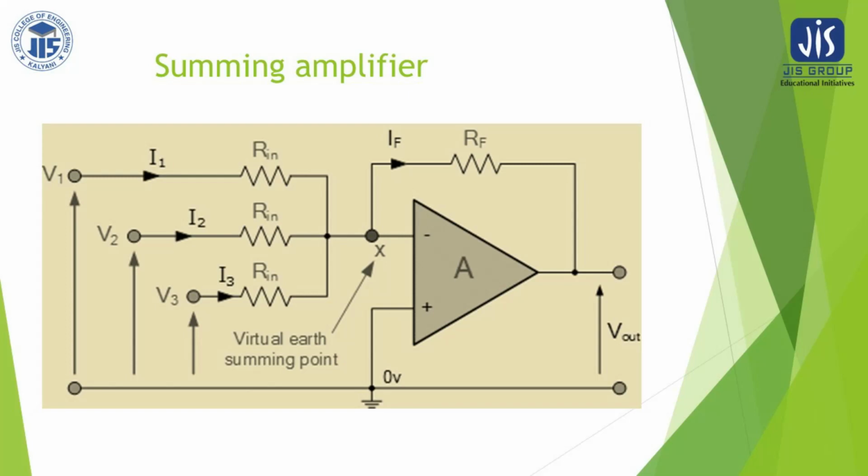So therefore what we can write here, V0 by RF is equal to minus 1 by R into V1 plus V2. So in the next line, this RF will go here, and V0 is equal to minus RF by R into V1 plus V2. Now if RF is equal to R, what we can write is V0 equal to minus of V1 plus V2.